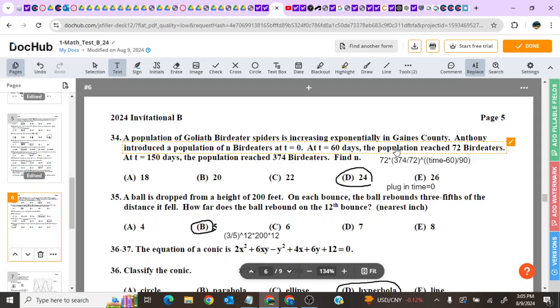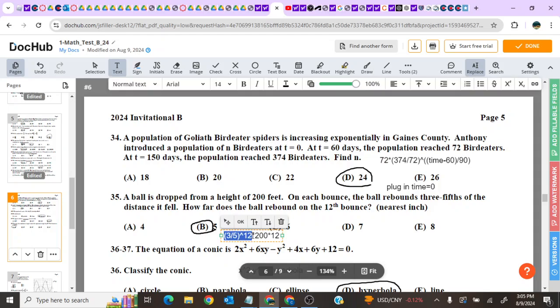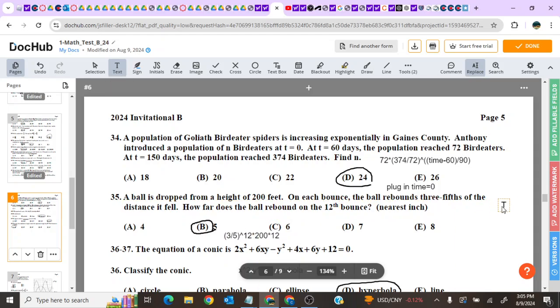A ball is dropped from 200 feet. On each bounce, the ball rebounds 3/5 of its height. How far does it rebound on the 12th bounce? So after each bounce, it rebounds 3/5, so 3 over 5 powered to 12 bounces times your 200 feet, and then times 12 to convert to inches. You get a value of 5.